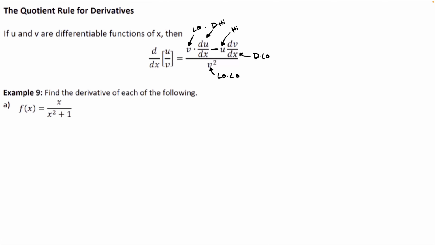Yes, sir? Isn't it on the board that's high high on the bottom? Did I put high high? Yeah, you're right. It should be low low. Thank you. Yeah, this should be g of x.